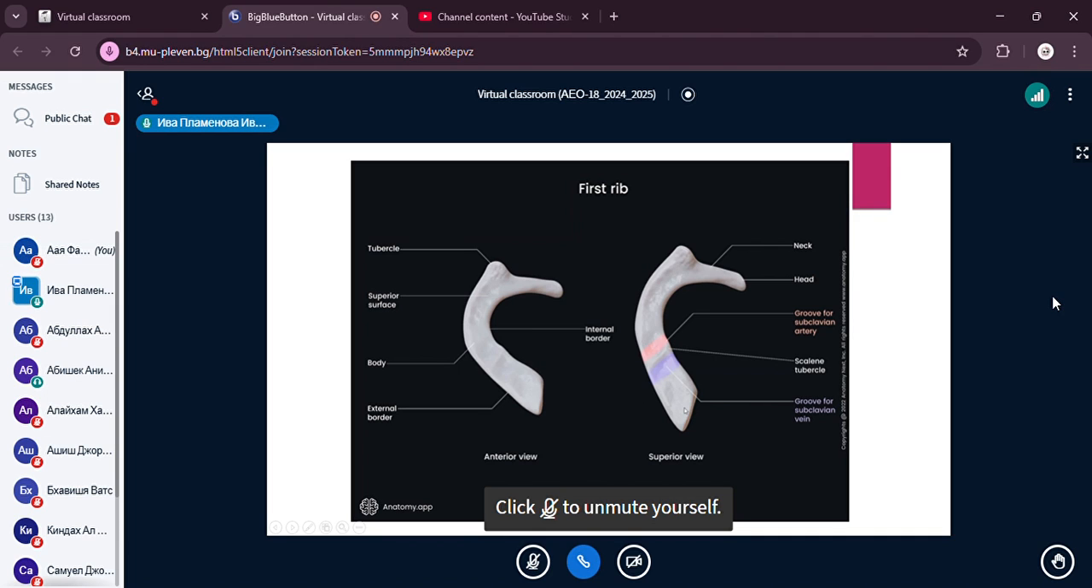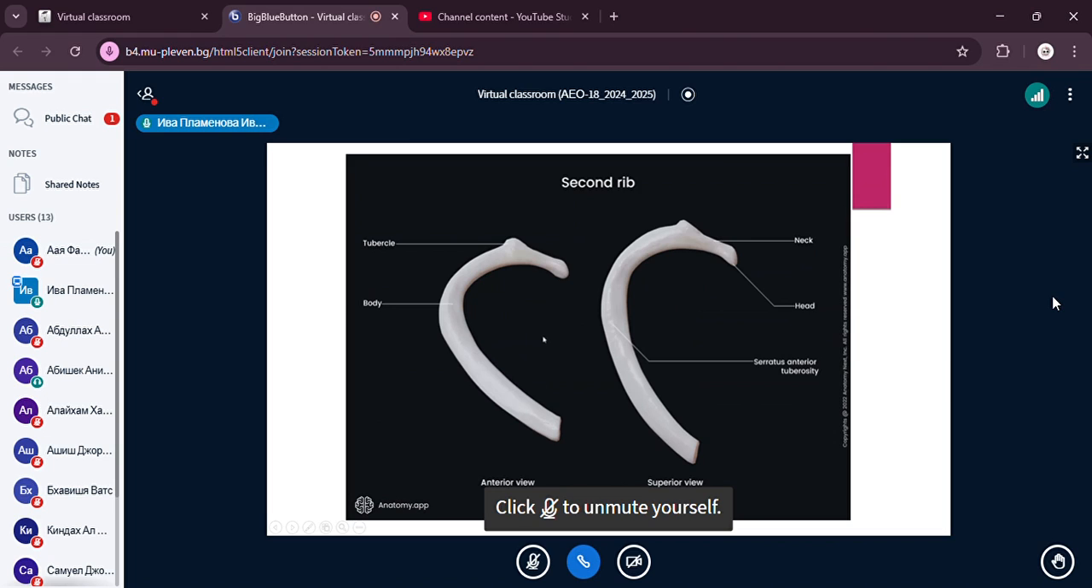And this is the superior view, which is not smooth. Internal border, external border, the rib tubercle. You can see this is again the superior surface. Here is the scalene tubercle. That's the groove for the subclavian artery. That's the groove for the subclavian vein on the body. Second rib, which is bigger. Again, we have head, neck, rib tubercle, but here we can see an angle and the body.